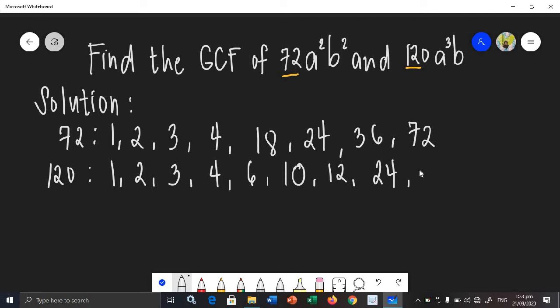So, shortcutin lang natin, no? Masyadong tayong magtatagal. And, 24, and so on, and so forth. Hindi ko na ilalagay. So, the GCF here, madami kayong nakikitang common factor, pero ang pinakamataas na common factor ng 72 and 120 is this 24. So, the GCF of the numerical coefficient is 24.